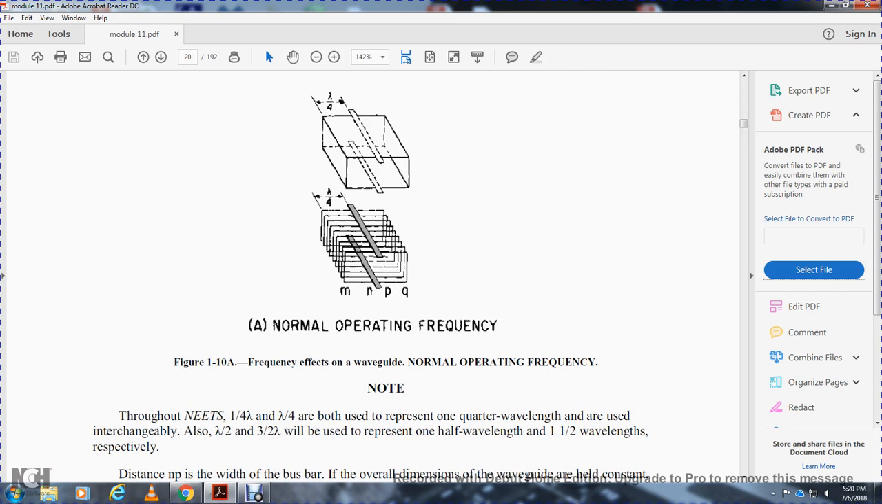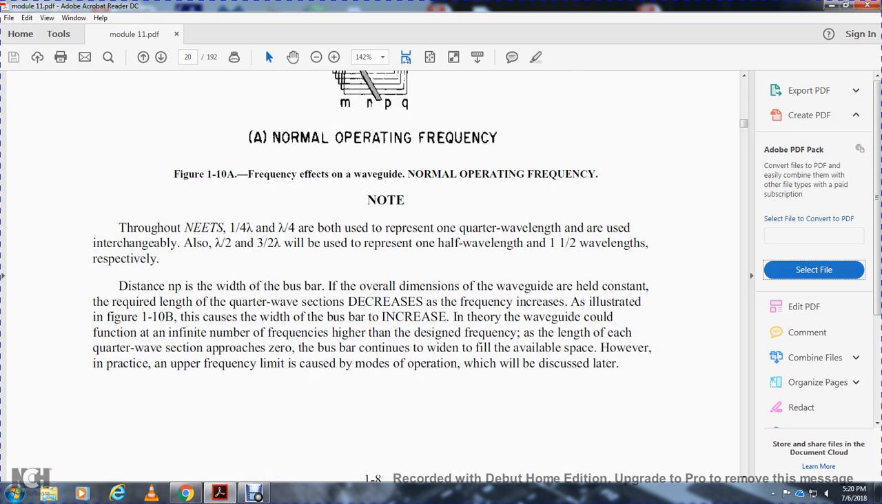Figure 1-10 shows the frequency effect on a waveguide at its normal operating frequency. Note that throughout the NEETS, 1/4 wavelength and one-fourth wavelength are both represented as 1/4 wavelength. They are usually interchangeable. Also, 2 halves and 3 halves of a wavelength will be represented as 1/2 wavelength and 1 1/2 wavelength respectively.